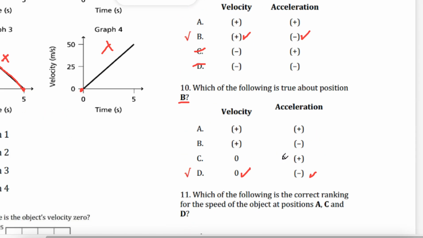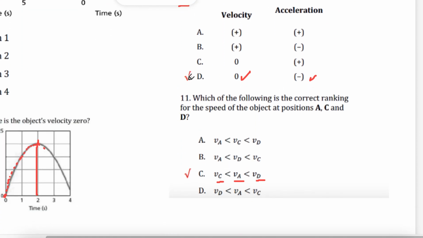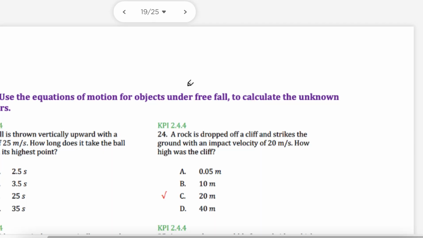C, then A, then D. Let's check. C is smaller than A, smaller than D. That's true. That's why this is the best answer. Very nice. So let's check this.